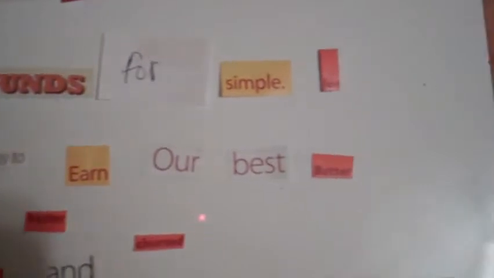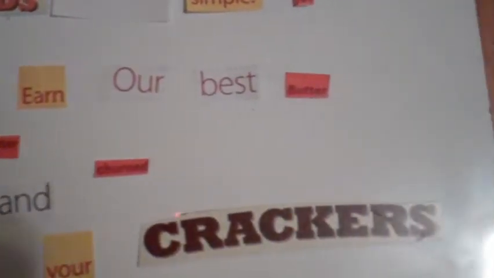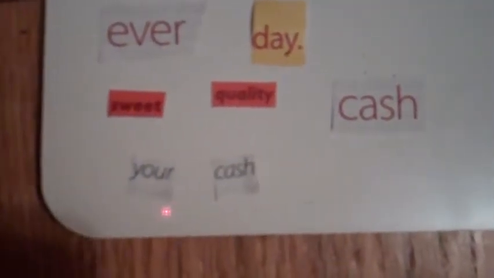Earn unsalted golden rounds for Simple Joe. It's easy. Earn our best butter, rich butter, creamy and churned. Redeem your crackers every day. Sweet quality cash. Your cash. So there you go. That's trash poetry.